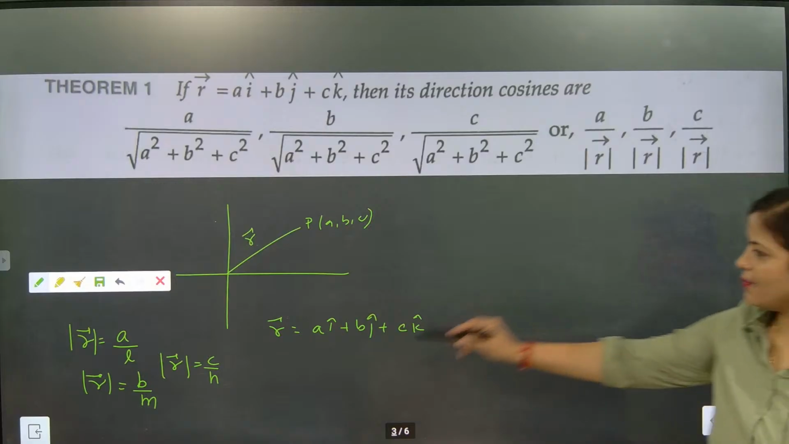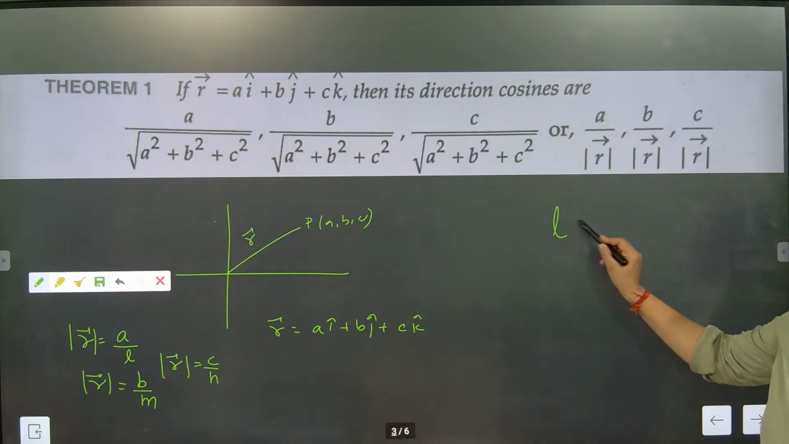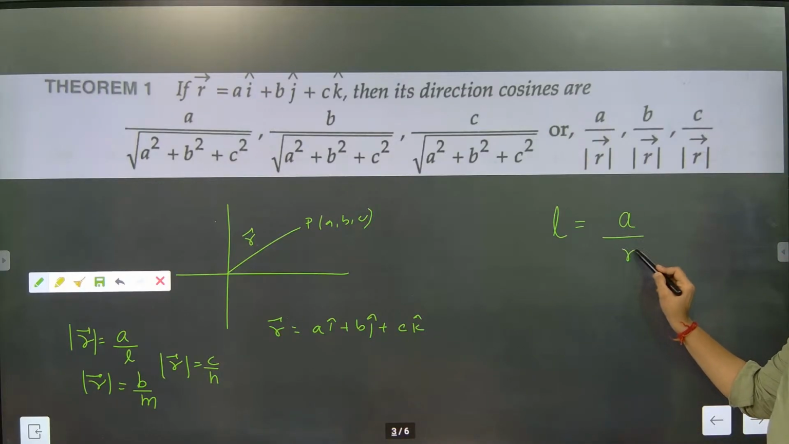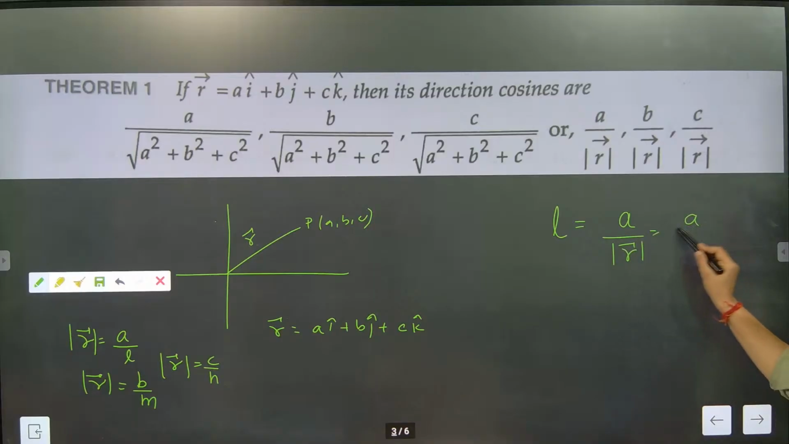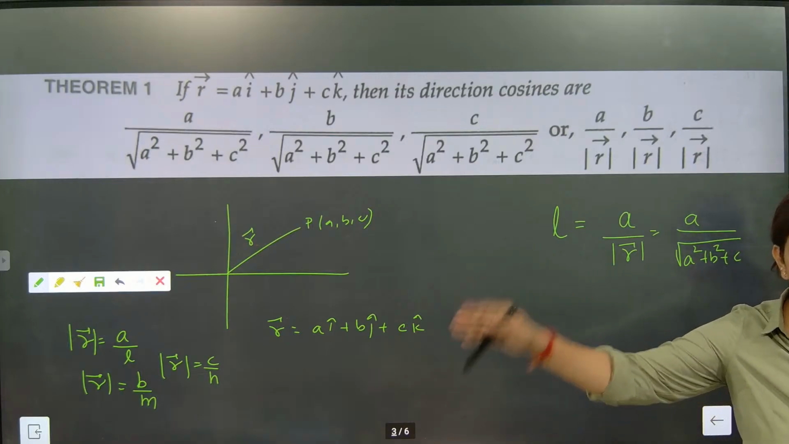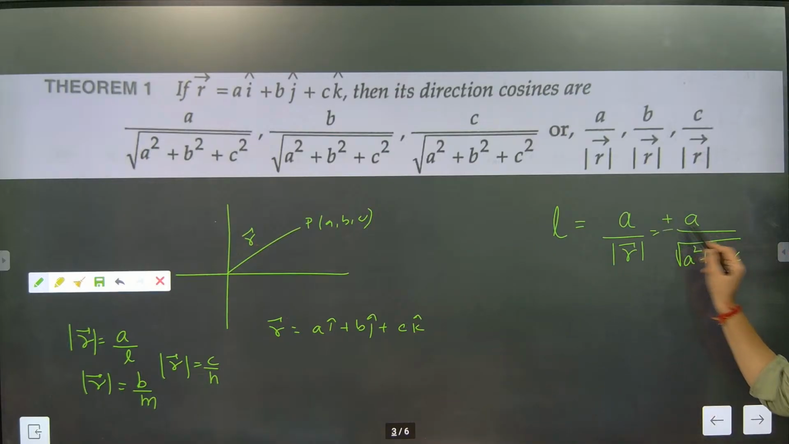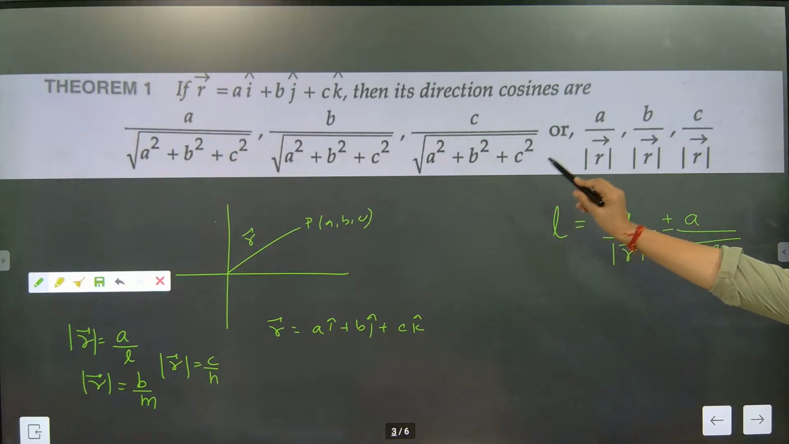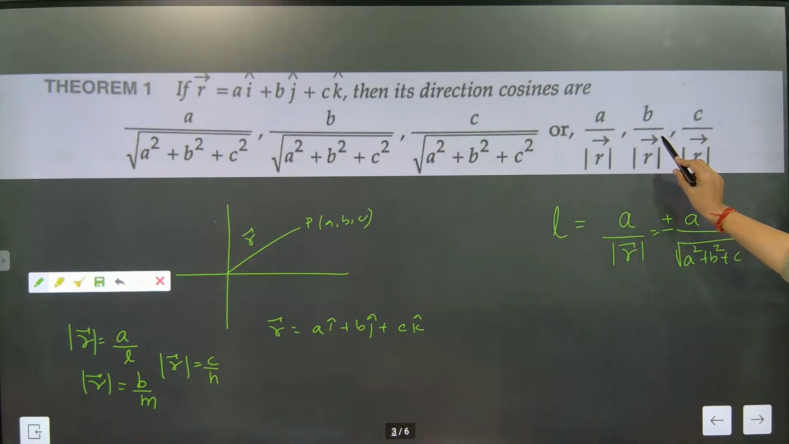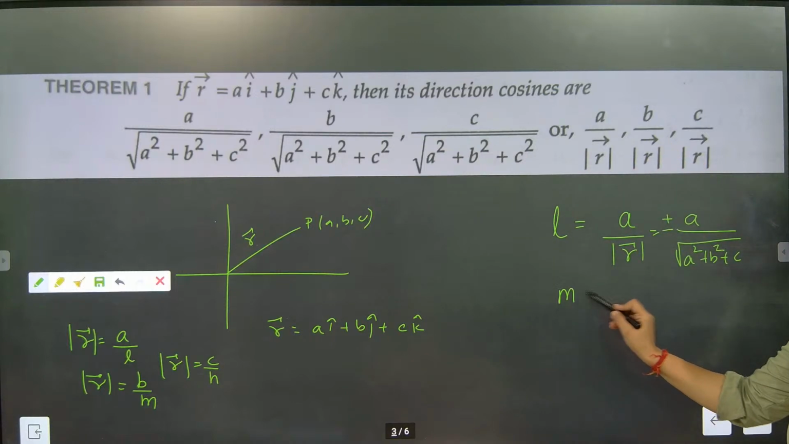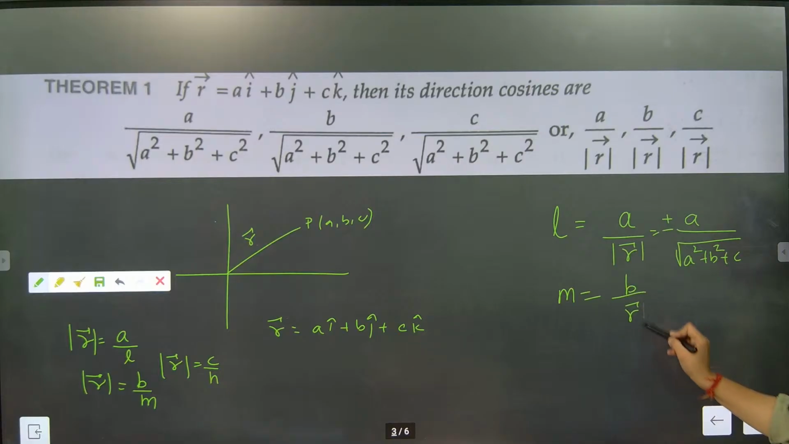Okay, so I am doing only one work. I'll write L is equal to A by magnitude of R vector. And the magnitude of R vector is root under A square plus B square plus C square. And what did I say? A can be positive or negative, along the positive direction of x-axis or the negative direction of x-axis. So what will it become? Then its direction cosines are... What is M? B by what?